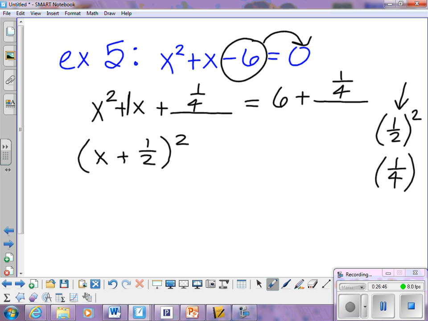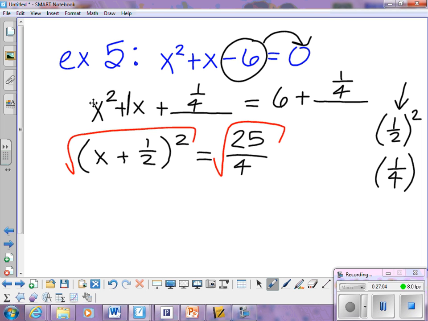Okay, what is 6 plus 1/4? Math, frac, enter. 25 over 4. What do you notice about 25 and 4? They're perfect squares. So how do I get rid of a square? Yes, you square root it. But if I do it to one side, I have to do it to both sides, right? So now I have x plus 1/2 equals, what's the square root of 25? 5. What's the square root of 4? 2, but it's plus or minus, right? Because it's an even index. Remember that, okay?